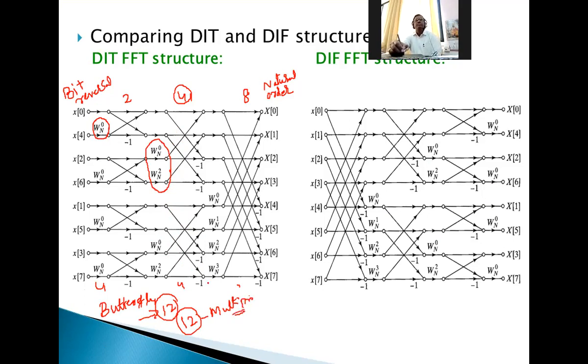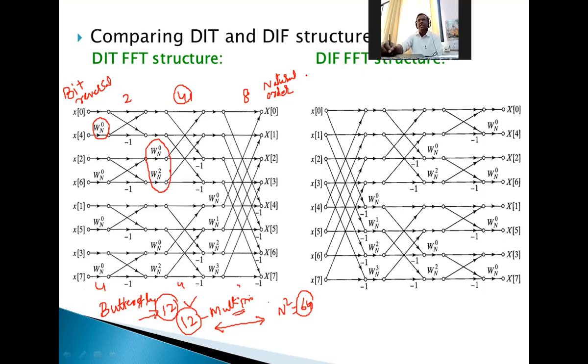For each stage computation, we require 4 multipliers. As it is a 3-stage computation, we require only 12 multipliers. According to the formula of DFT, the number of multipliers required is n square. If it is 8-point, the total multipliers are 64. So if you compare, the multipliers required for FFT will be less as compared to the DFT. So this is how the DIT-FFT structure works.